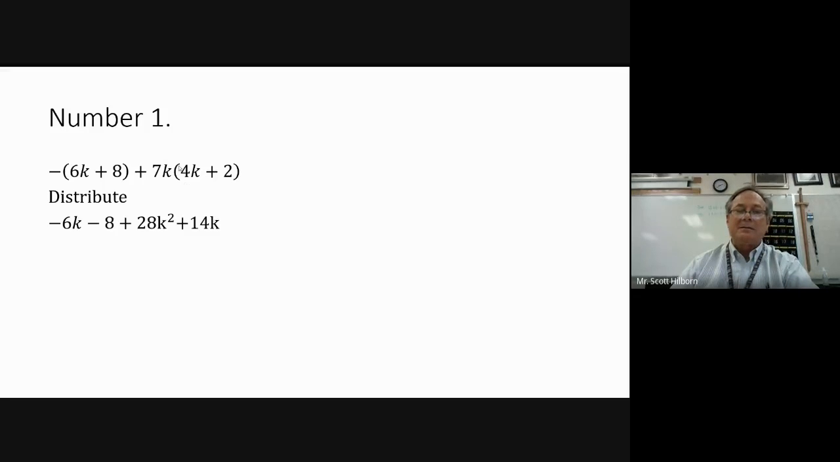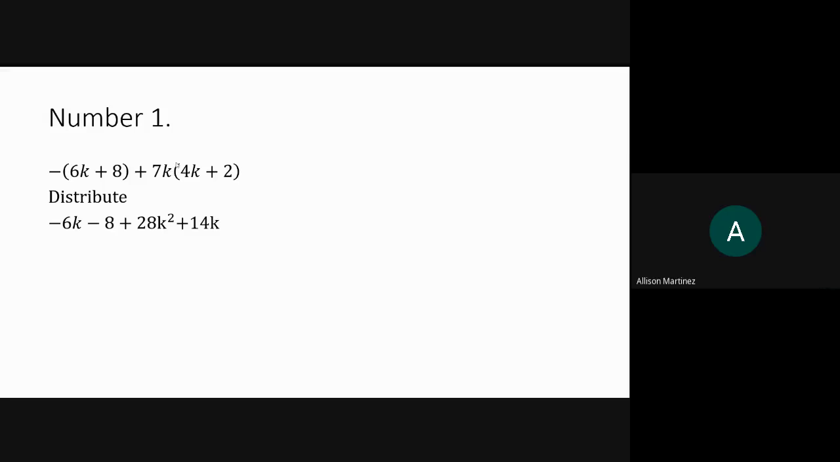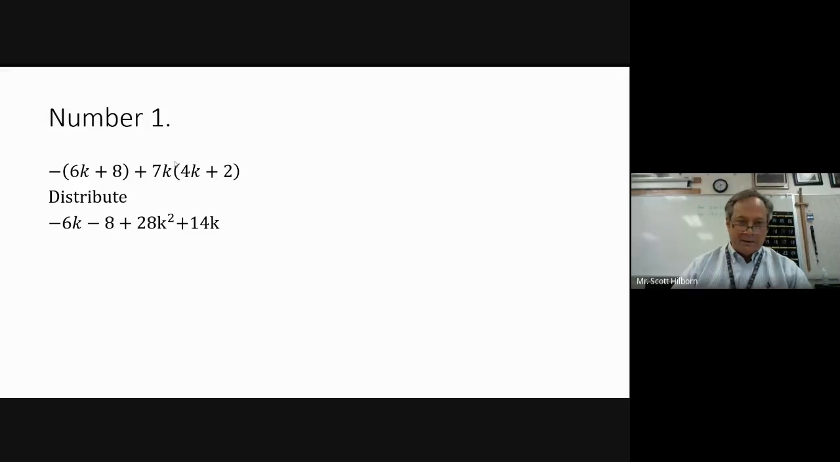Now we'll be working with that some more tomorrow, but remember when you multiply monomials, what do you do with the exponents, guys? Who remembers? You just add them, right? Exactly. So that's a K to the 1, that's a K to the 1. So 7K times 4K is 28K to the 1 + 1 power, or in other words, to the second power. And then 7K times 2 is 14K.